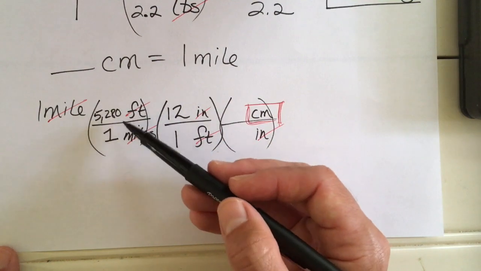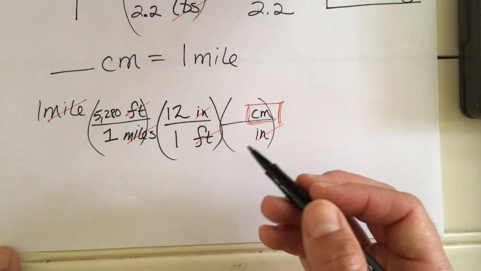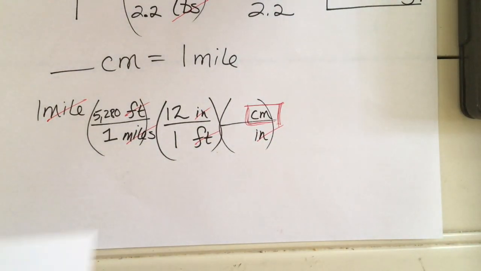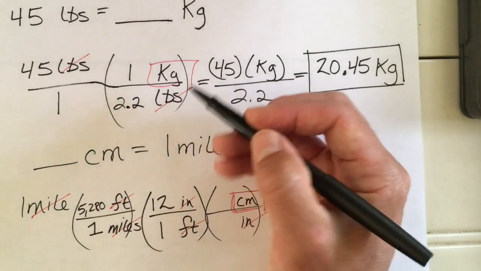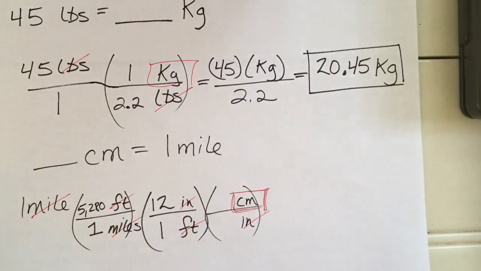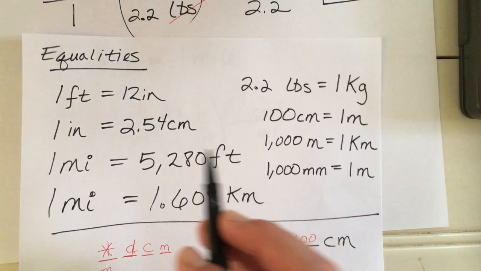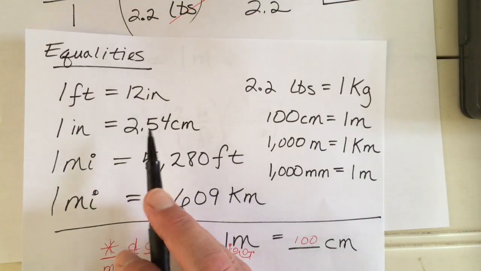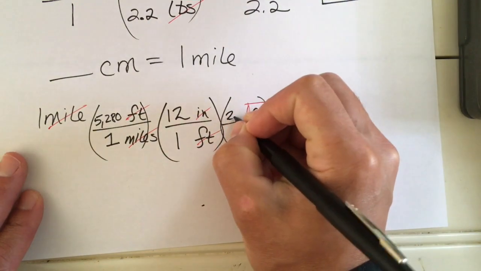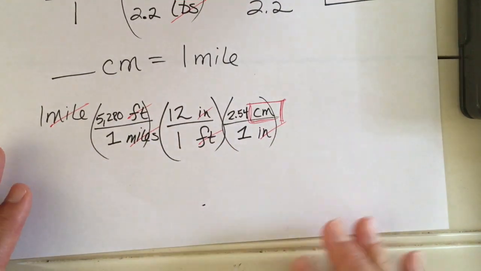You might say, does the bigger number always go on top? No, not at all, right? It just so happens this time around it's true, but that's not always the case. Right up here, 2.2 went on bottom, and that's larger than 1. So the larger number doesn't always go on top. All right, so now 2.54 goes to centimeters, so that's going to go right here. And the 1 will go on bottom with inches.